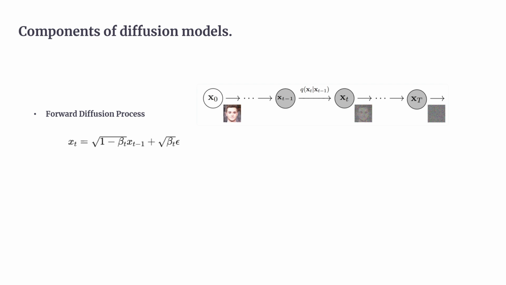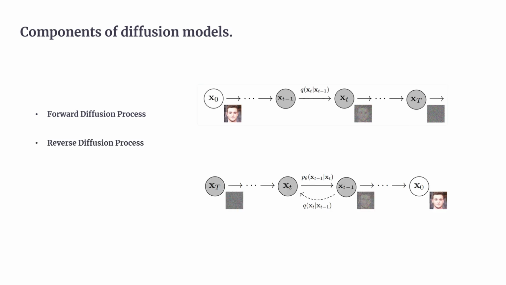Second, reverse diffusion process. Now let's talk about the reverse diffusion process, which is where the model generates new data. 1. Neural network. A neural network, often a variant of U-Net, is trained to reverse the process we just described. The goal is to start with noise and recover the original data.